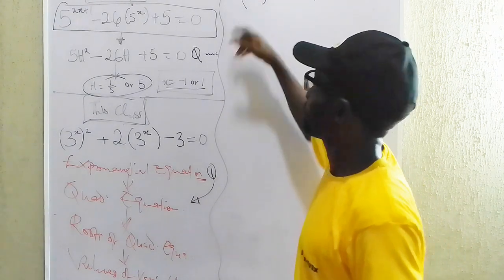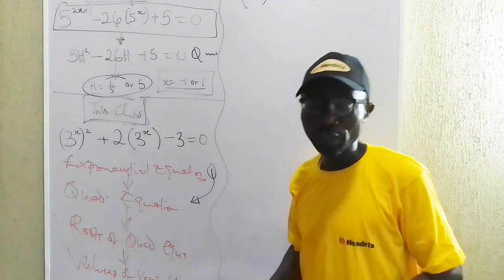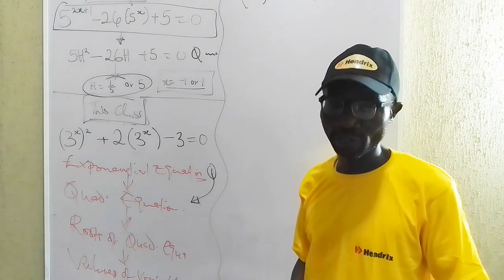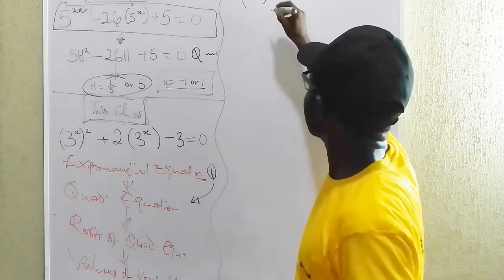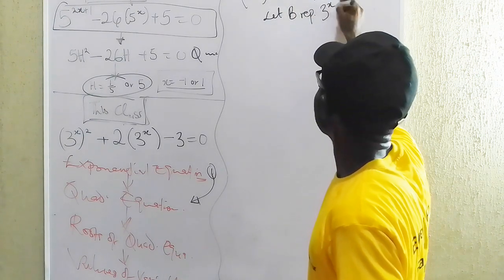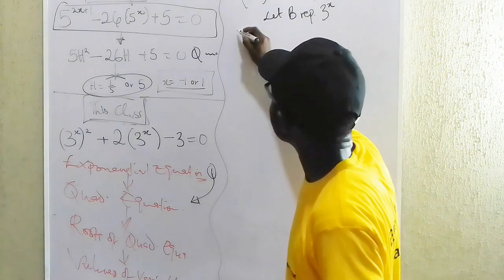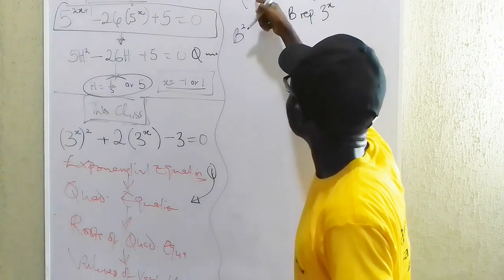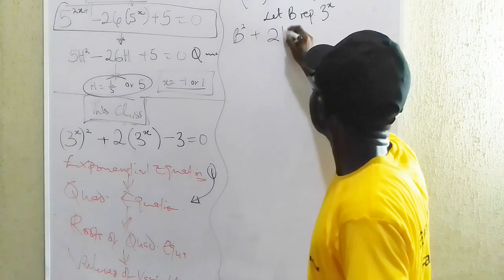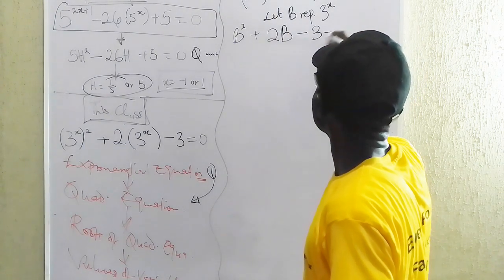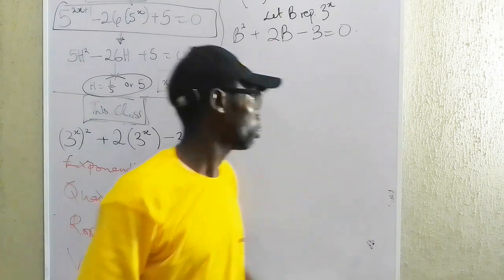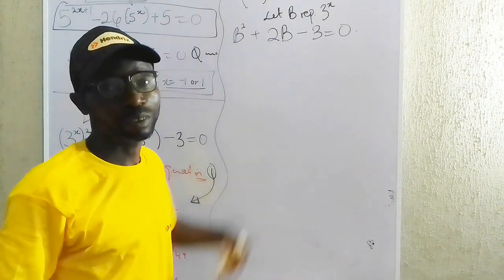Go straight to assigning an alphabet, a letter. So what alphabet do you prefer? I think we should use a B. Let's use a B. Now let B represent 3^x. So what we'll have is that anywhere you see 3^x, represent it with B: B squared plus 2B minus 3 is equal to 0. Now this essentially is what this would mean. From this place we'll go further.